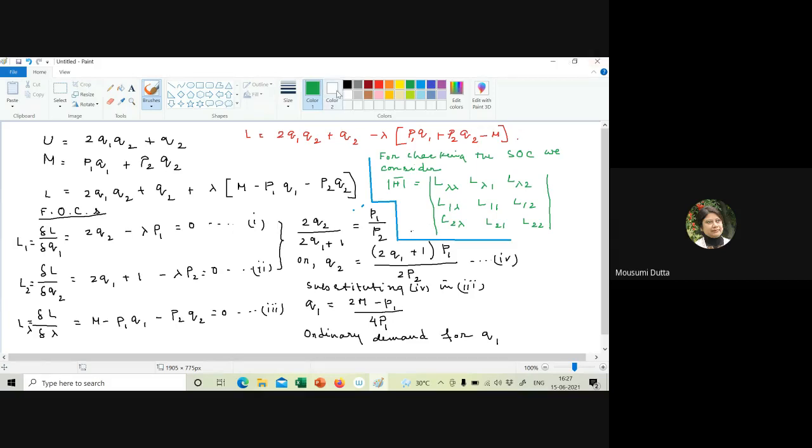What is the value for L lambda lambda? Ma'am, 0. What is the value for L lambda 1? Minus P1. What is the value for this? Minus P2.